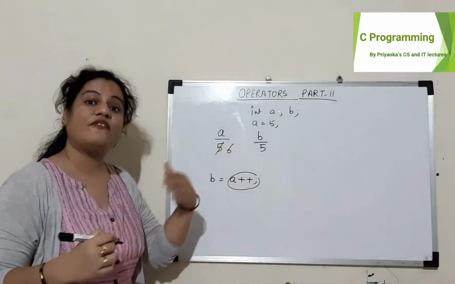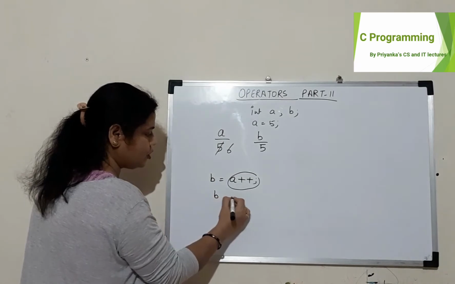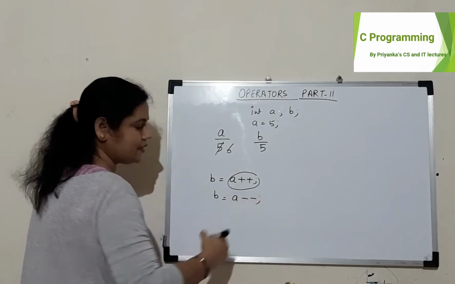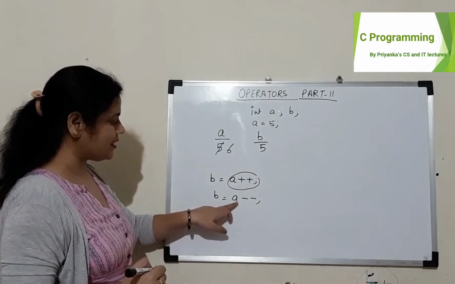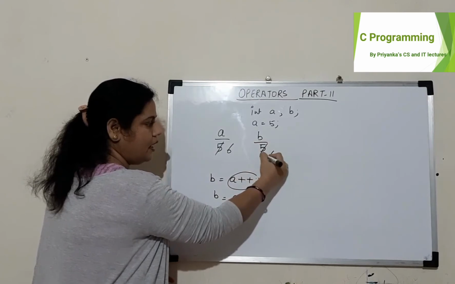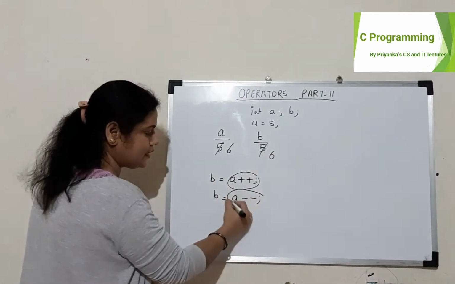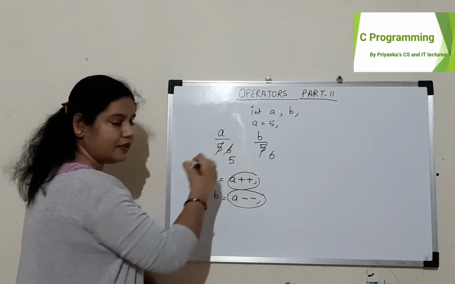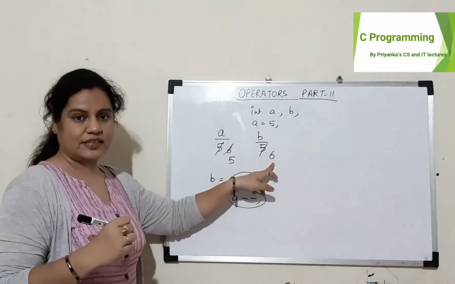Post means after assigning. If I say b = a--, then first of all it will assign its latest value, here 6, into b, and then it will decrease itself by 1. Now the latest values of a and b are 5 and 6.